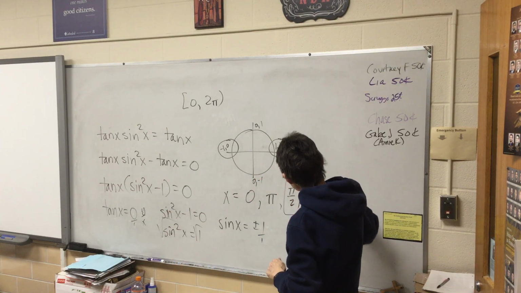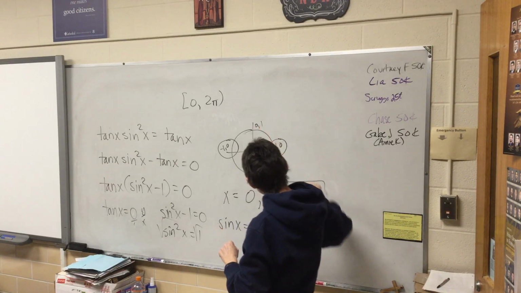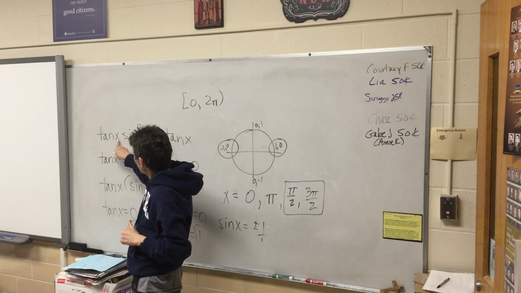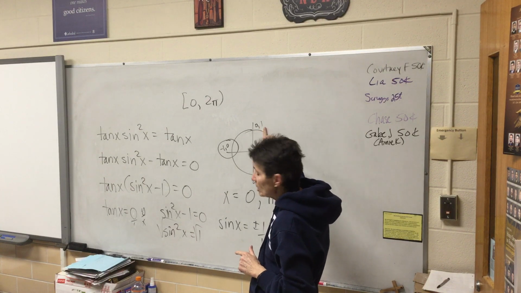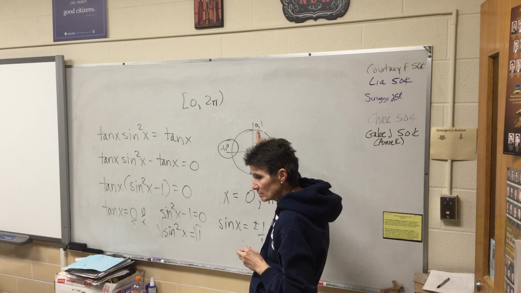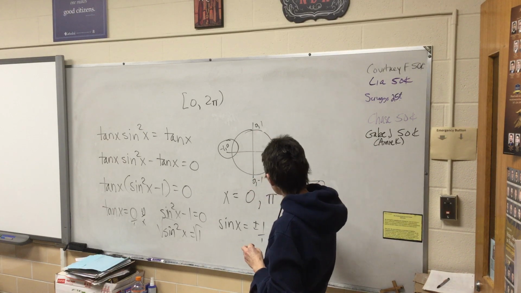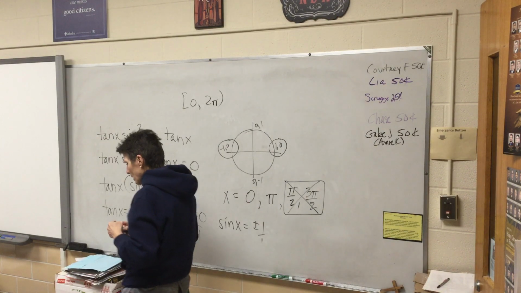I want you to look at these two answers, and I want you to think about if I plugged pi over 2 into my problem to check it, and I had to find the tangent of pi over 2, what would happen? What is the tangent of pi over 2? What's the tangent right here? Y over x? Undefined. Yeah, these two are extraneous. The only answers to the problem are 0 and pi.